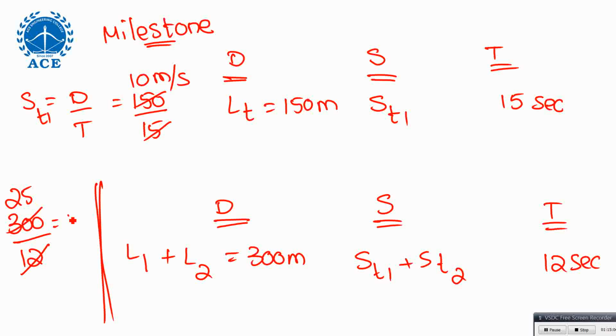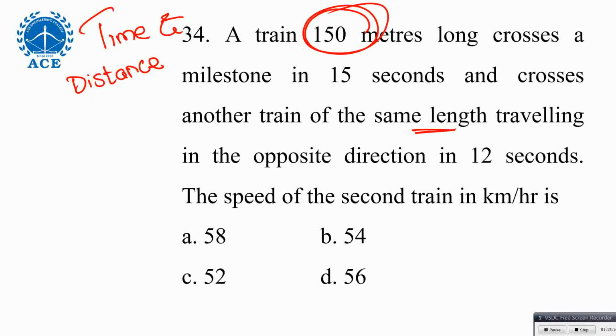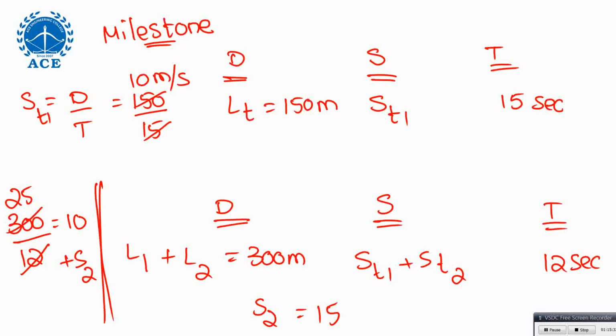This is the speed of the first train plus the speed of the second train. So the second train's speed is 15. The question wants kilometer per hour, but we got meter per second. We need to convert into kilometer per hour. For that, multiply by 18 divided by 5, giving 54 kilometer per hour. You got meter per second and want to convert into kilometer per hour.